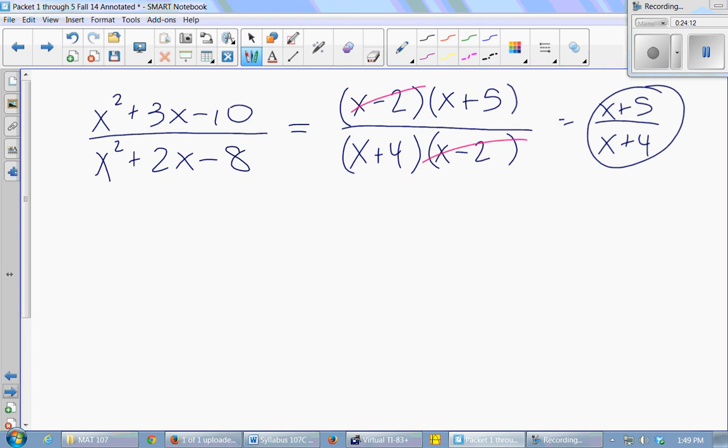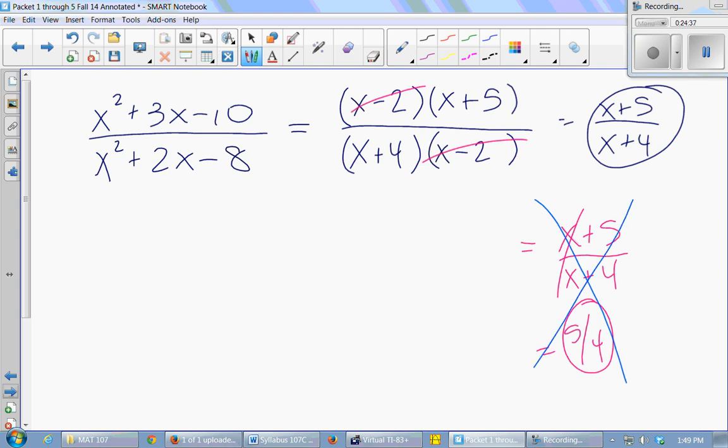Now, can I say x plus 5 over x plus 4, cancel the x's, 5/4? No. No, no, no, no. Okay. So this is like, if you leave this class with anything, please let it be this. Okay. This is a really, really common mistake. You can't do this. Okay.